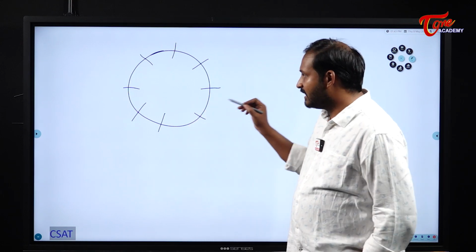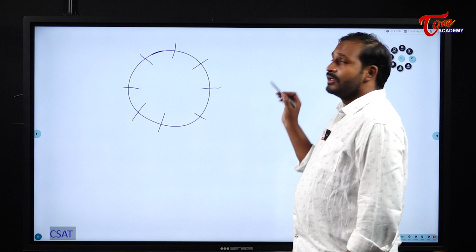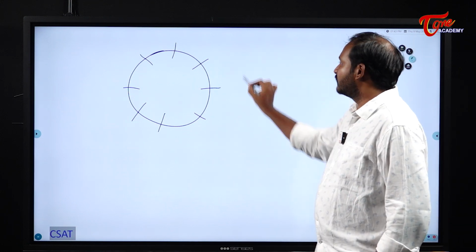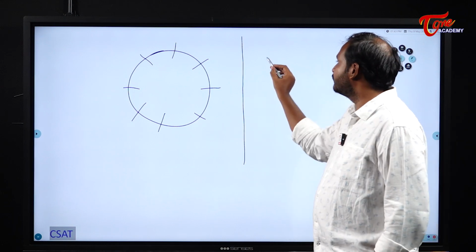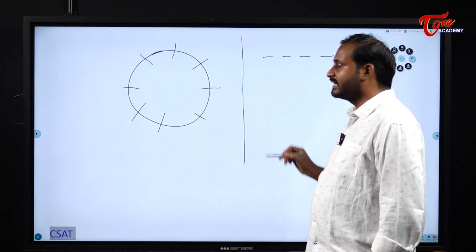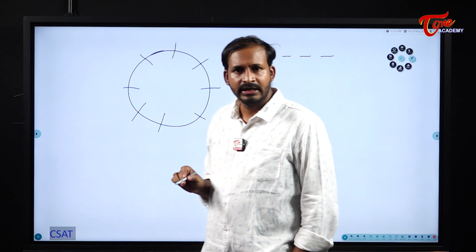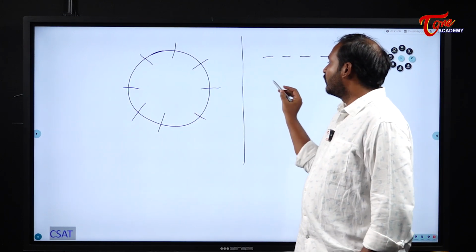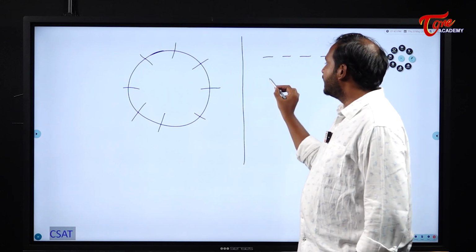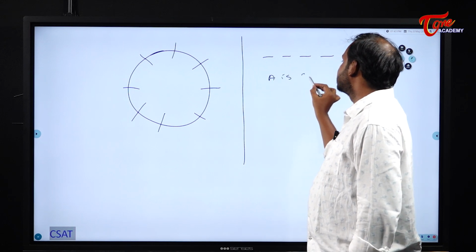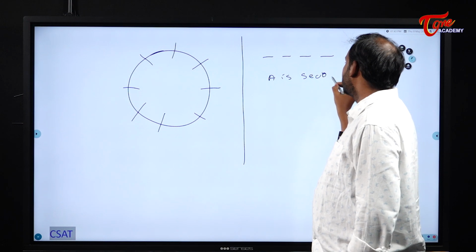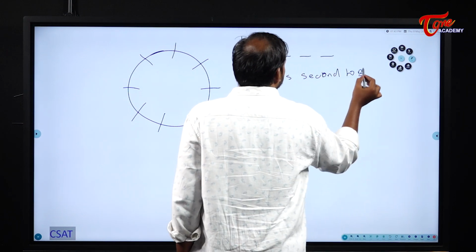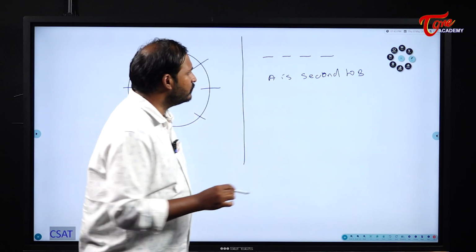And next, similarly, how you are writing the data. While reading the question itself, you should write the data very clearly. For example, if I say that A is second to B, that means second to the right of B.